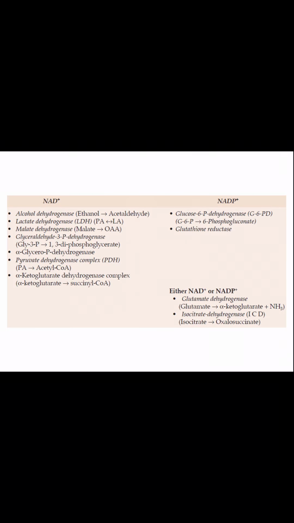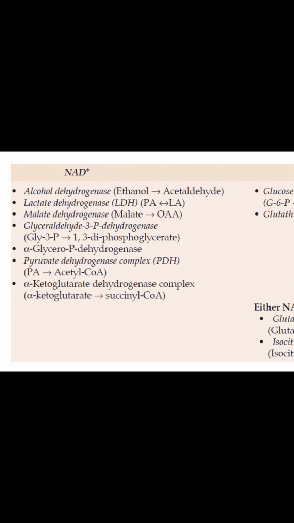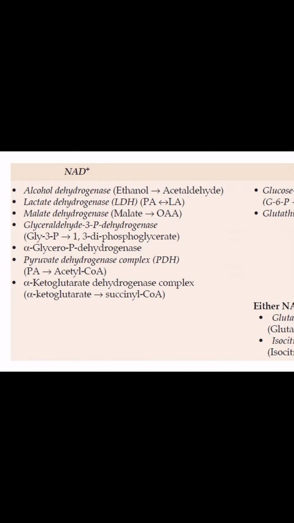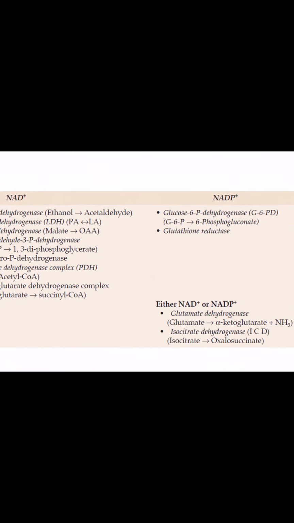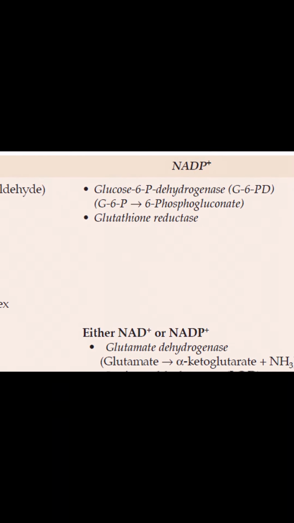Here we have a list of enzymes in which NAD and NADP take part as coenzymes. For NAD: alcohol dehydrogenase, lactate dehydrogenase, malate dehydrogenase, glyceraldehyde 3-phosphate dehydrogenase, alpha glycerophosphate dehydrogenase, pyruvate dehydrogenase complex, alpha ketoglutarate dehydrogenase complex. So many dehydrogenases where NAD is acting as a coenzyme. For NADP, the enzymes are glucose 6-phosphate dehydrogenase and glutathione reductase.